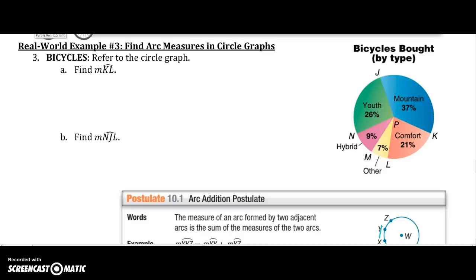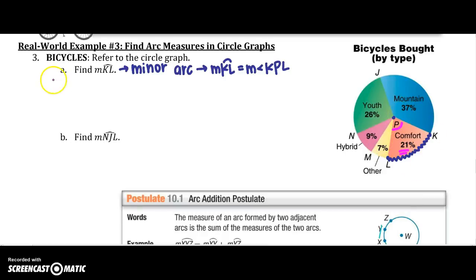Finding arc measures in our circle graph. So referring to the graph below, we need to find the measure of arc KL. So here is KL. Because KL is a minor arc, we know that the measure of arc KL equals our central angle, which is the measure of angle KPL. And we know that KPL is 21% of the entire circle.